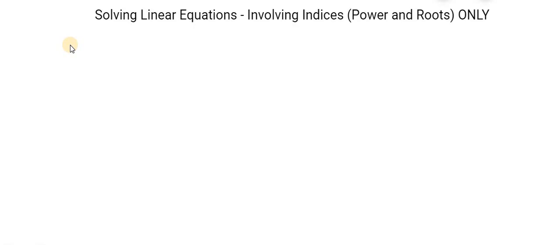Okay. So what we've got today is solving linear equations involving indices. So that's powers and roots as well, only. So nothing else combined with it. Okay, so we're going to go into some examples straight away, and we're going to go through the thought process of how to solve questions that involve indices, so powers and roots.